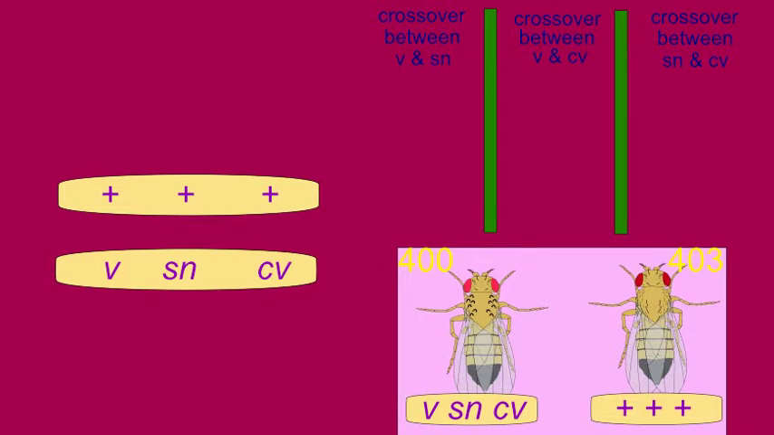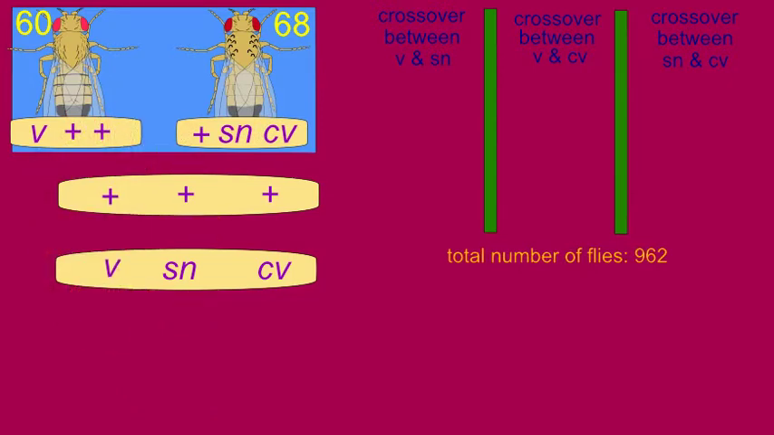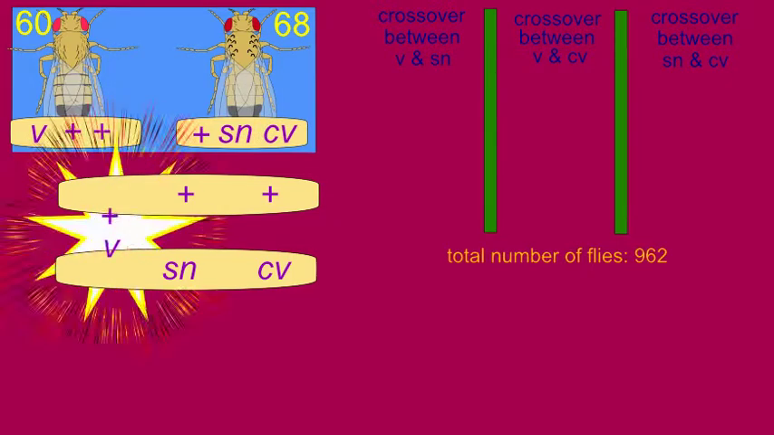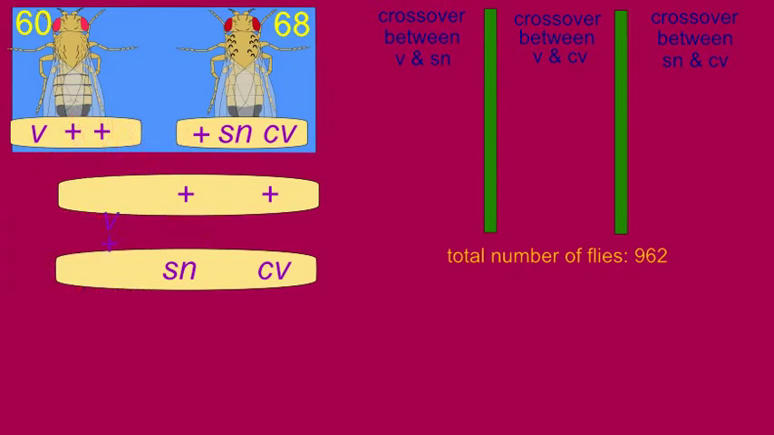To map these three mutations, one will have to determine how frequently crossover events have happened between them. Most of the males of the F2 generation are either wild type for these three genes or possess all three mutations. These are the non-recombinants, and the numbers of these flies are simply used to calculate the total numbers of flies. The vermilion flies and the singed cross-veinless flies are similar in that it took a crossover event which separated vermilion from the other two mutations to create these phenotypes.